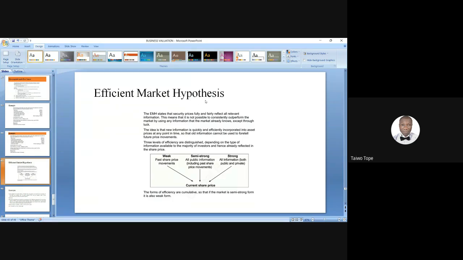Efficient market hypothesis. What does this entail? When we talk about efficient market hypothesis, this hypothesis states that security prices fully and fairly reflect all relevant information.